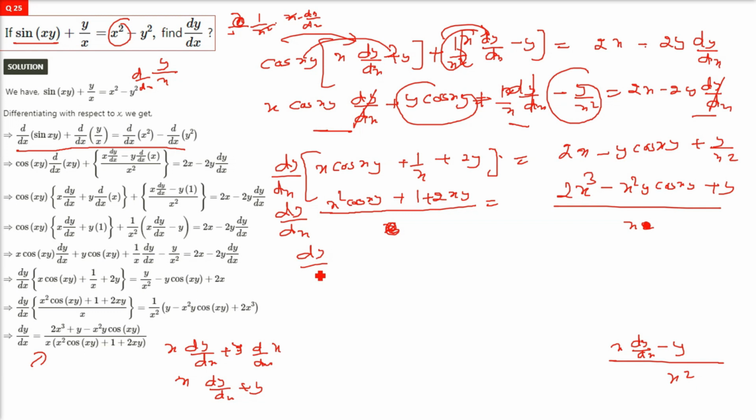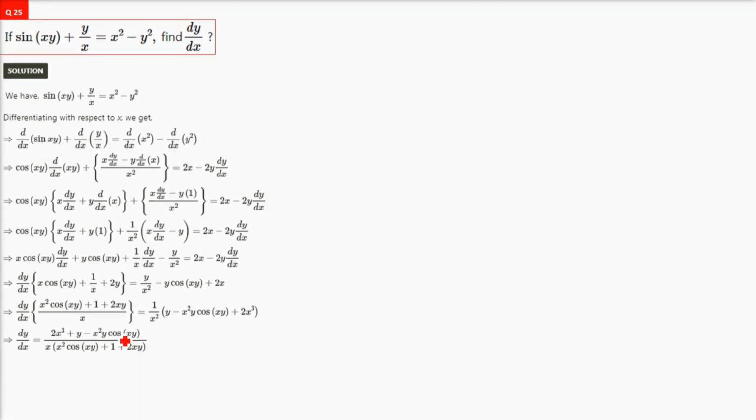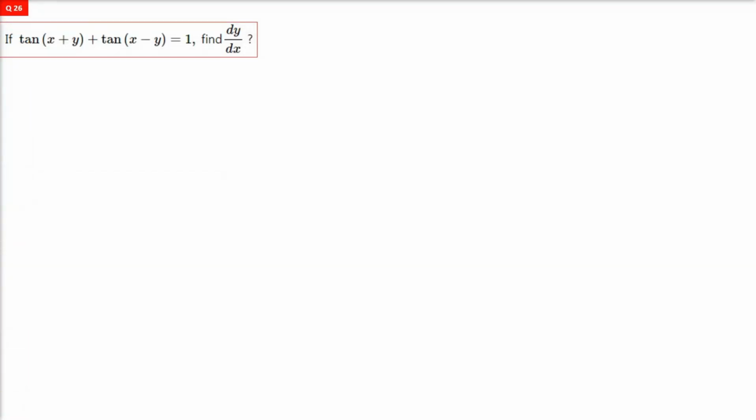So this dy by dx will be equal to 2x cube minus x square y cos xy, and plus y I have written first. 1 by x is already there, which was left when we cancelled x and x square, and here x square cos xy plus 1 plus 2xy. Okay, this is your dy by dx. This is your final answer. This I tried to match with the book answer.